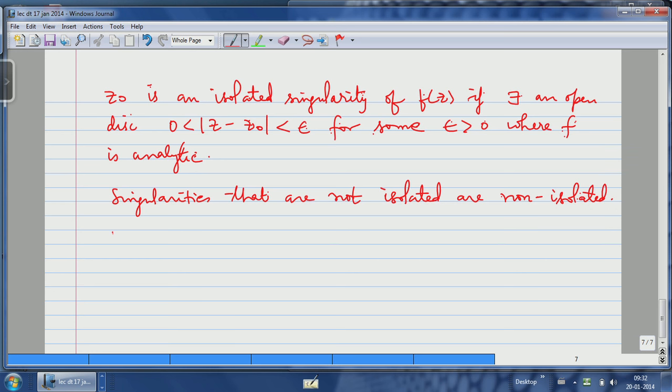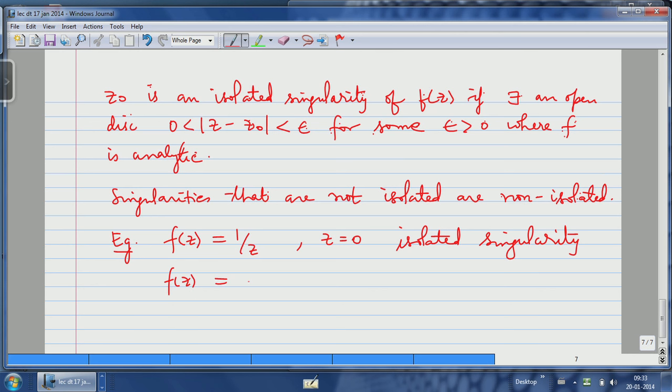okay. And of course the examples are, well, you take f of z equal to 1 by z, then z equal to 0 is of course an isolated singularity. Then I can take f of z equal to, if you want, sin z over z, again z equal to 0 is an isolated singularity, okay. But you will recognize immediately that the limit as z tends to 0 of sin z by z is 1, so it is a singularity that can be really removed, okay. We will see about that very soon.